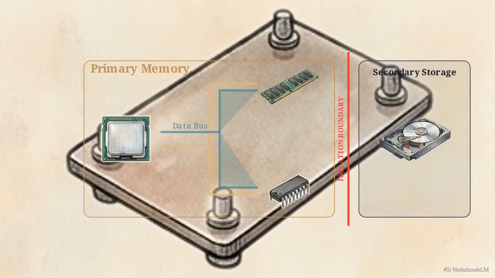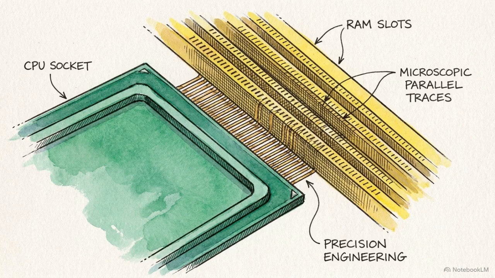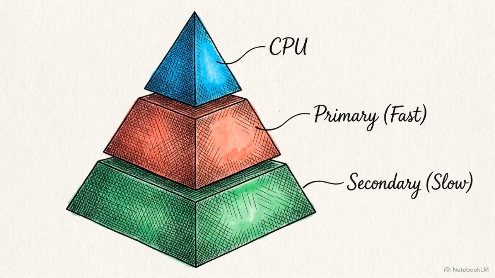Because of this physical separation, a strict rule governs computer architecture. Any data residing on a secondary drive must be transported across the system and loaded into primary memory before the CPU can even acknowledge it exists. This exact distance from the processor dictates the engineering of every storage component. The closer a memory chip is to the CPU, the faster it must operate, defining the system's entire memory hierarchy.